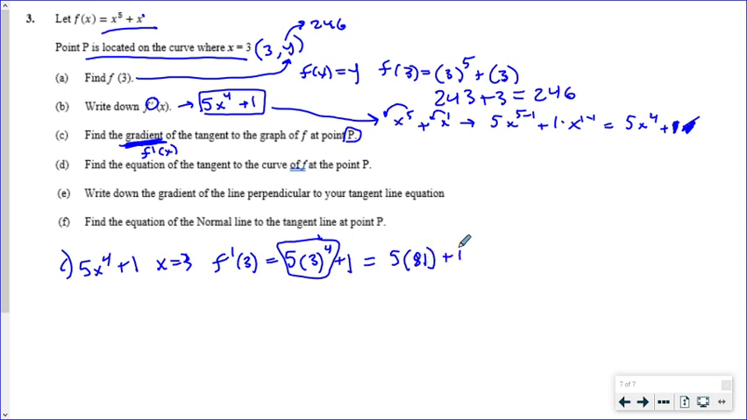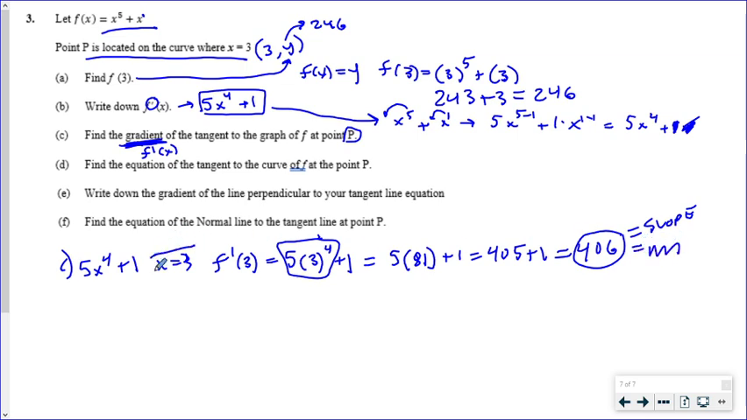plus 1. Let me go get my calculator again because I'm bad at math. So 5 times 81 equals 405. 405 plus 1. Always gotta check my work. I wish some of you would do this too. So 405 plus 1. Oh, gives me 406. Cool. So this is my slope. This is my m, okay?